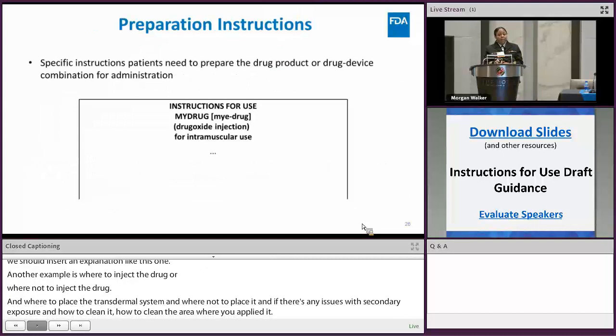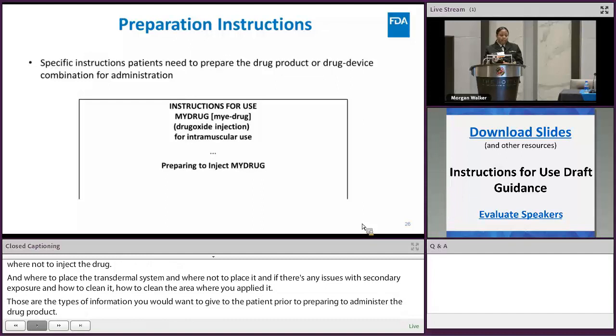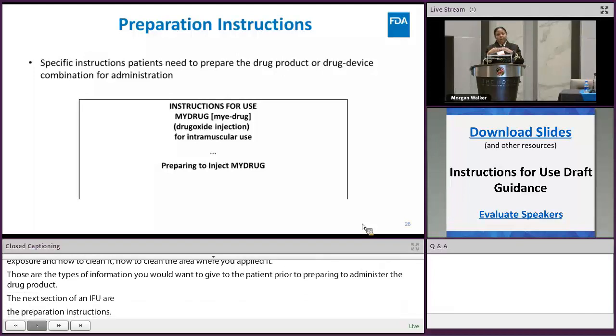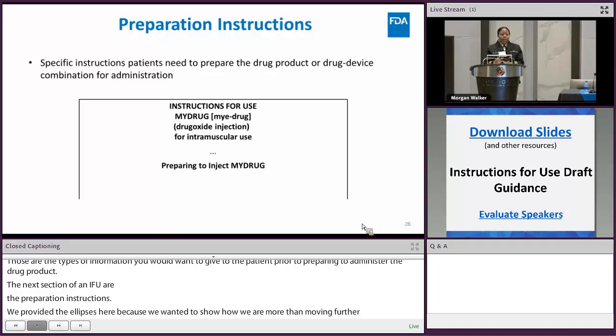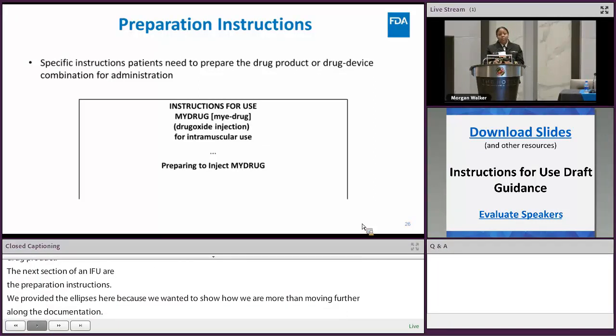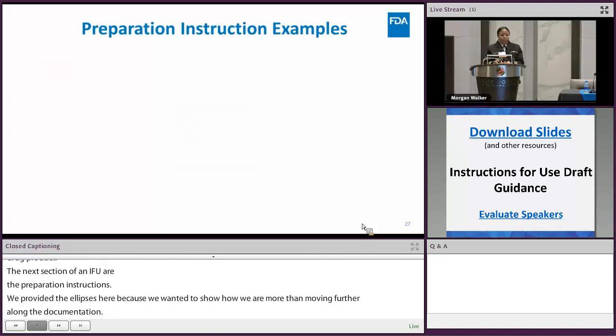The next section of an IFU is the preparation instructions. And we provided the ellipses here because we wanted to show how we're moving further along down the document. So the previous information is not erased. We're just moving further along down the IFU document. So the preparation instructions are where we start to go into detailed step-by-step instructions that we need to provide to the patients on how to prepare their medications.